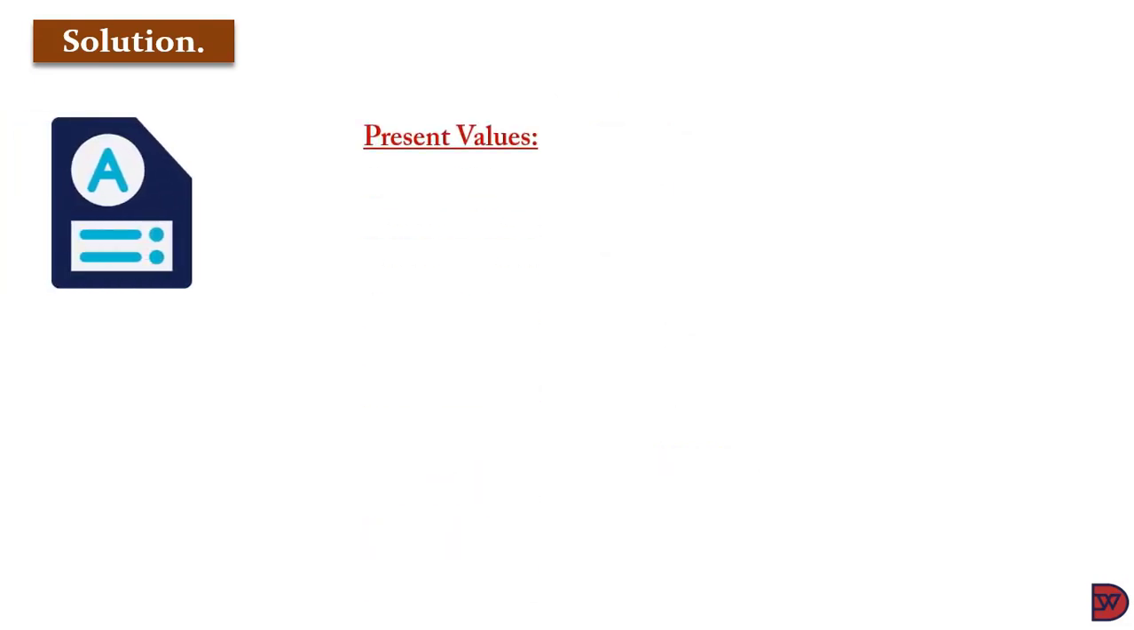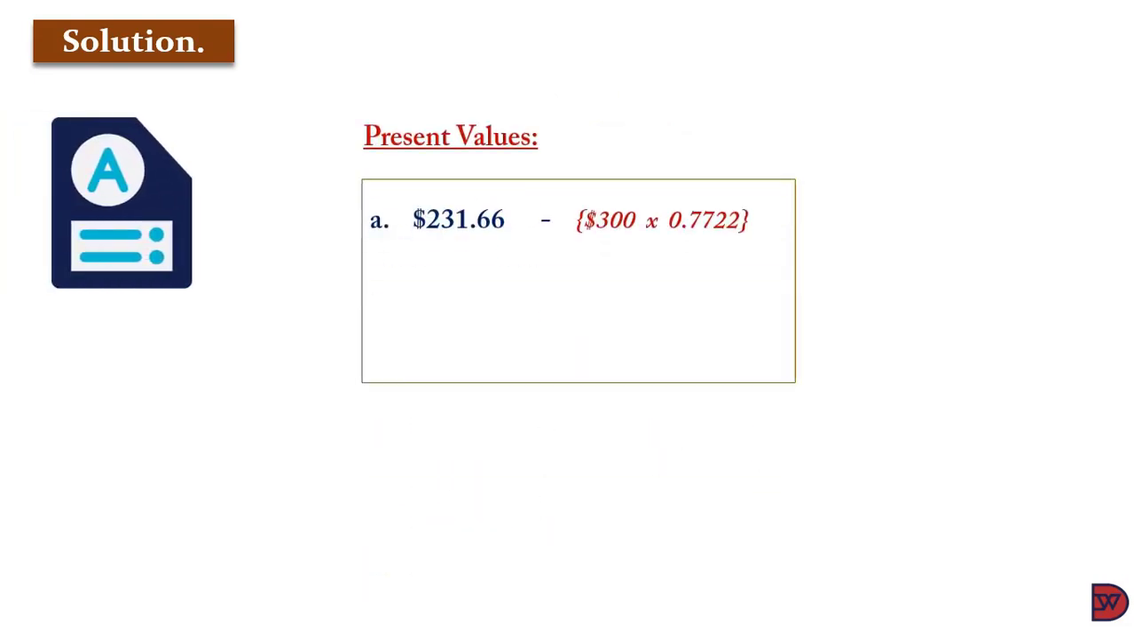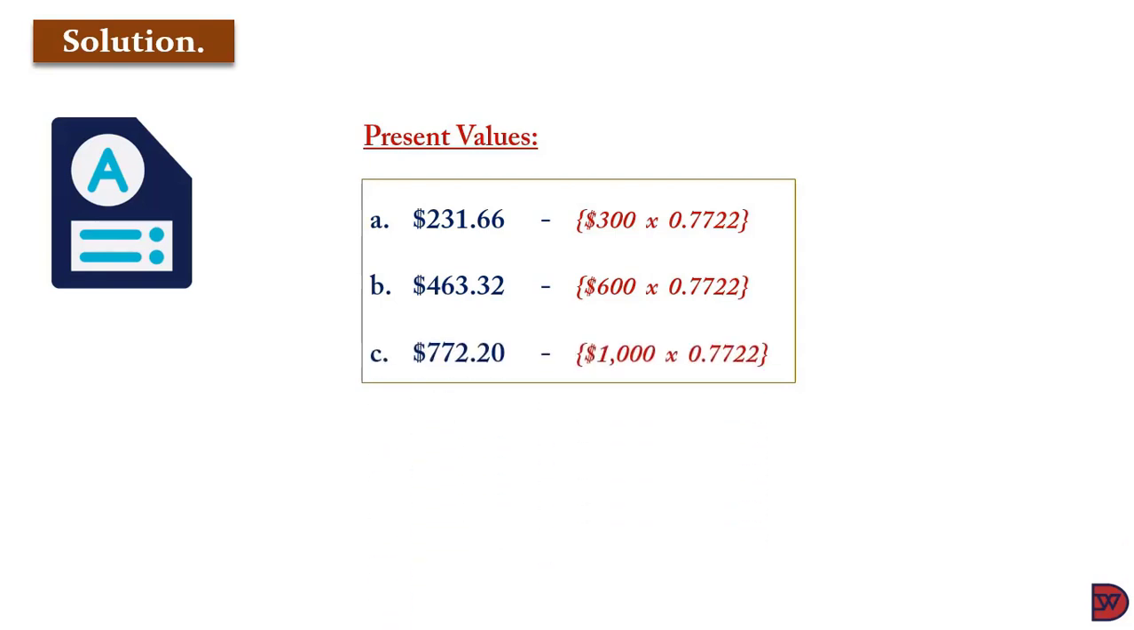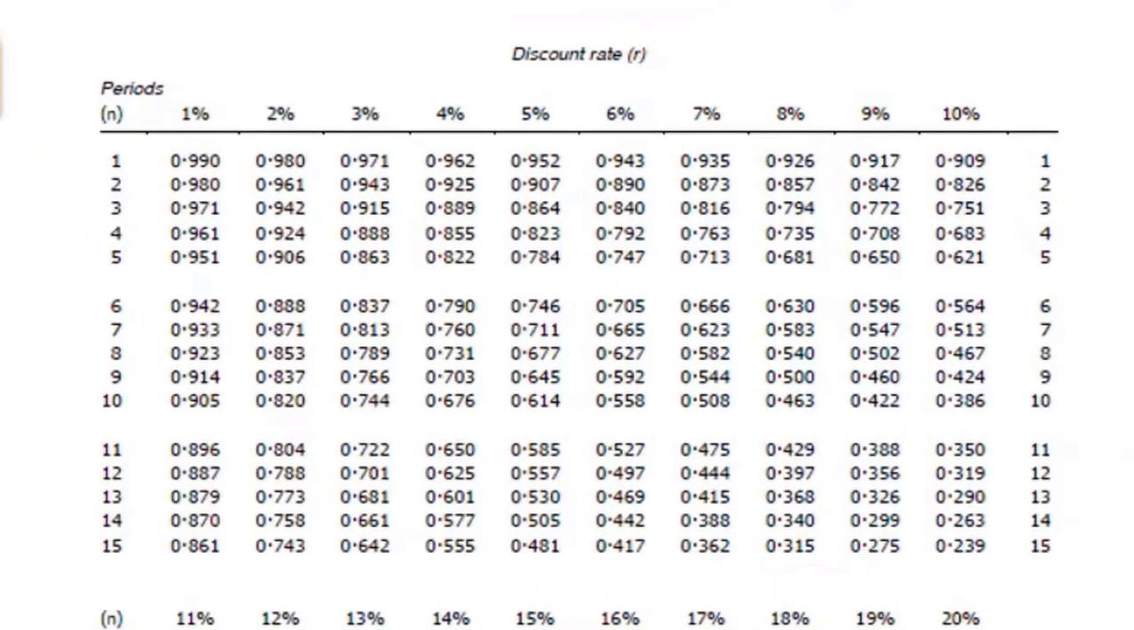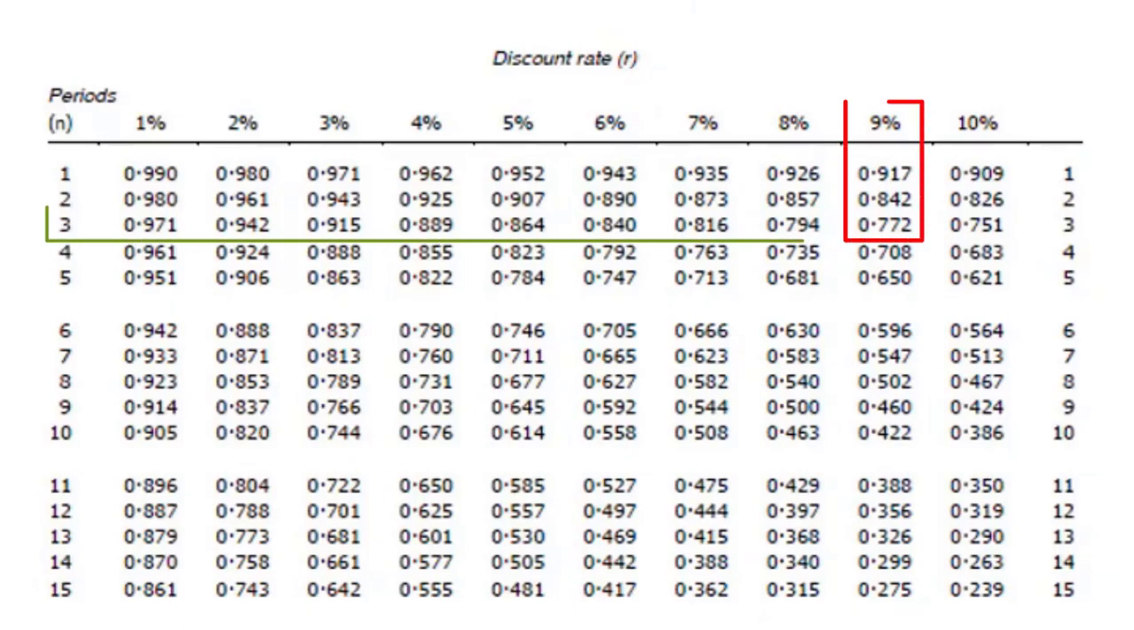So when you come to the solution, the present value of $300 in 3 years' time is $231.66, which is $300 times 0.7722. That of $600 in 3 years' time will be $463.32. Then that of $1,000 will be $772.20. Alternatively, if you come to the discount rate, 9% in 3 years' time is 0.772.